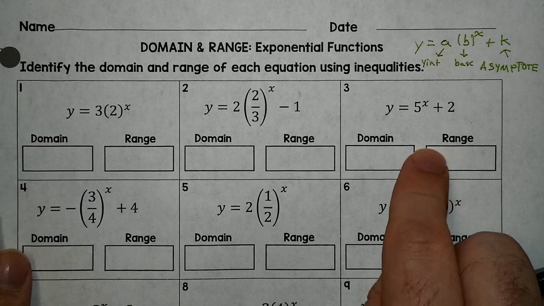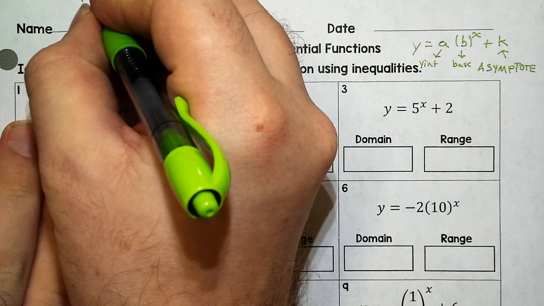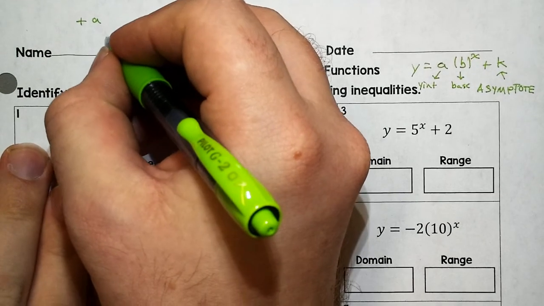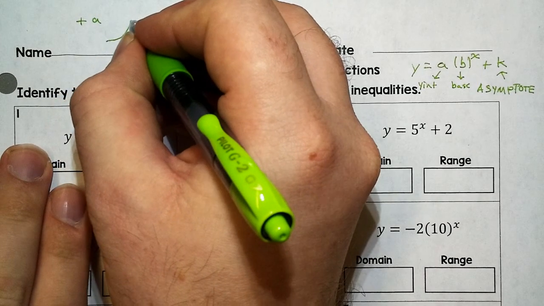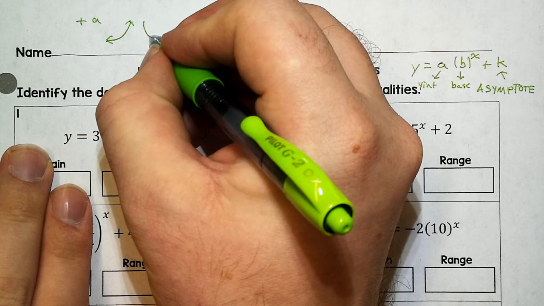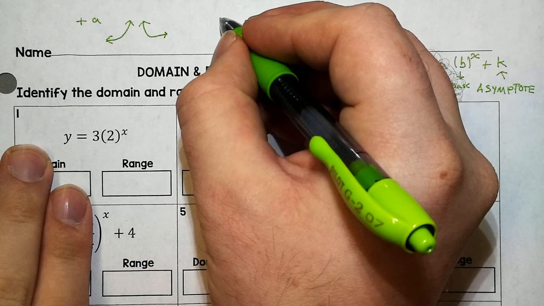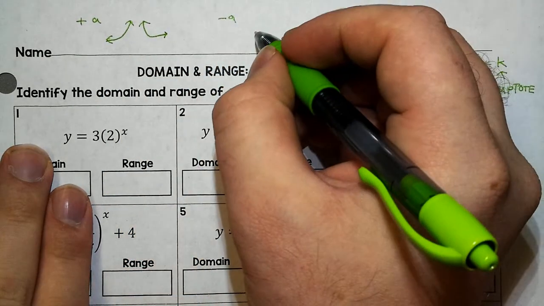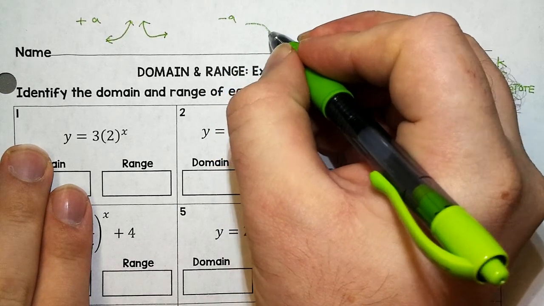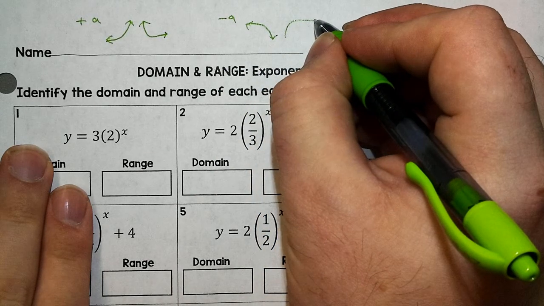Now, a few things for us to know. If we have a positive a value, that means your exponentials are going to be above. So it'll either open up like this or it'll open up like this. If you have a negative a value, this is when the values are going to be below. So you may have one that looks like this, or you may have one that looks like this.